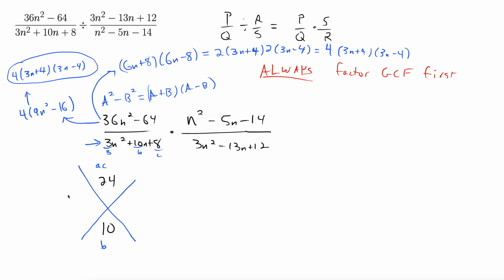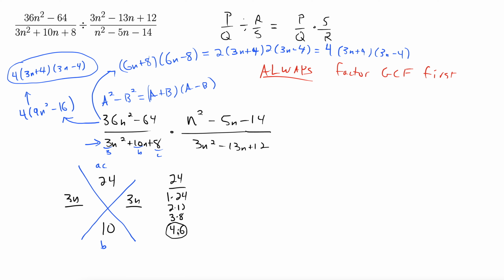So let's see here. We have 3n and 3n. Okay, so we need factors of 24 that add to 10. Well, 1 and 24, that's certainly not it. 2 and 12, maybe if we had a negative in there somewhere, but we don't. So not 2 and 12. 3 and 8, nah, doesn't do it. 4 and 6 is what we've been looking for all this time.